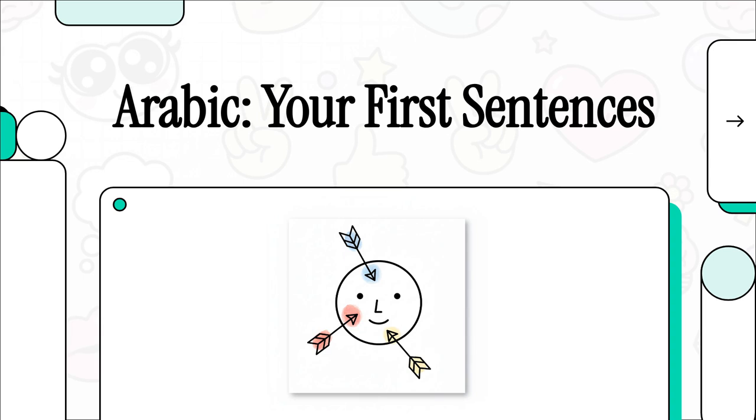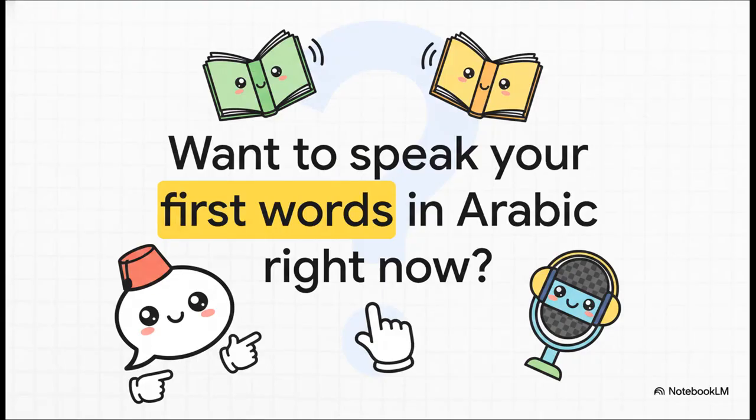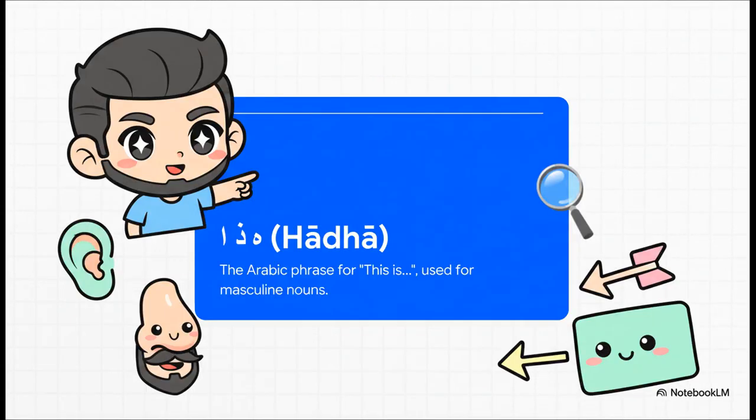And believe it or not, we're going to do it in just a few minutes, starting right now. Okay, let's just dive right in. If you want to start speaking, you've got to have the right tools, right? So, we're going to start with two absolutely essential phrases you'll need to point things out and say what they are. Here's your first key, hada. It's super simple, it just means this is. You're going to use this for any noun that's grammatically masculine. Think of it as your go-to pointer word. Get ready, because we're about to put it to work.